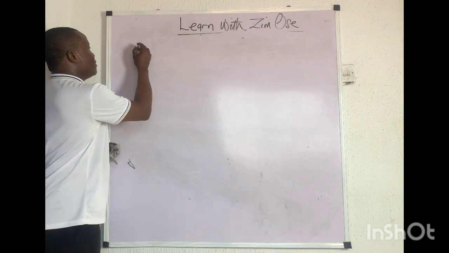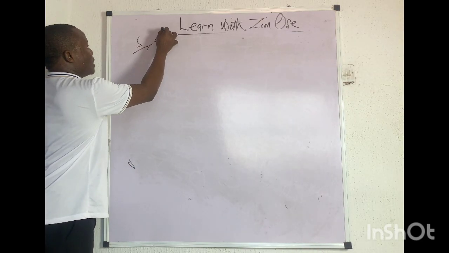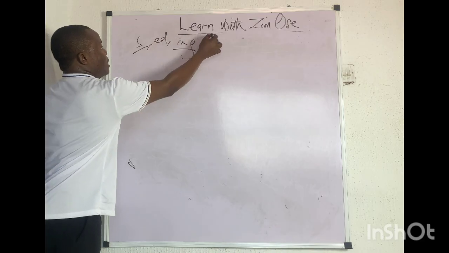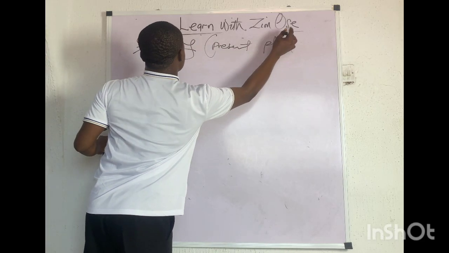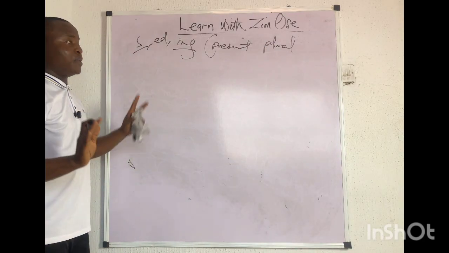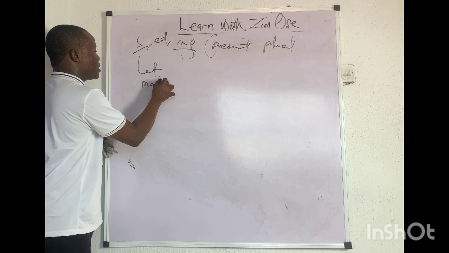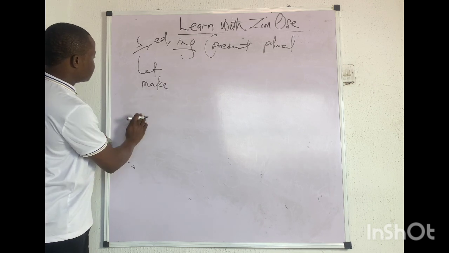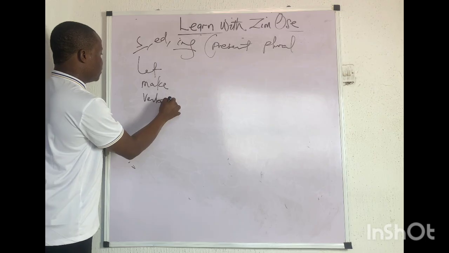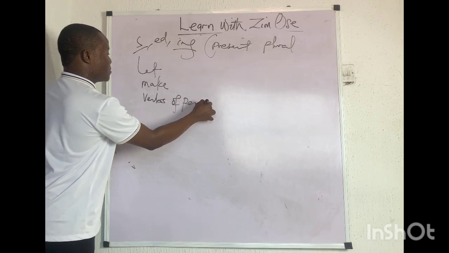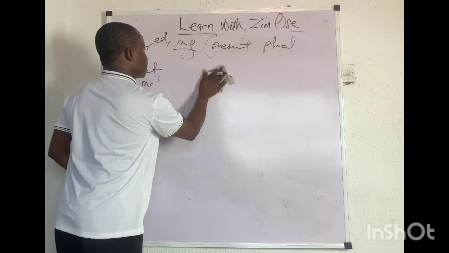So for bare infinitive again, bare infinitive is the original form. That is the form without S, the form without ed, the form without ing, and it is always present and plural. So it doesn't take S, ed, ing, or anything. So that is bare infinitive, and it comes after number 1, let. Number 2, make. Number 3, we have verbs of perception.